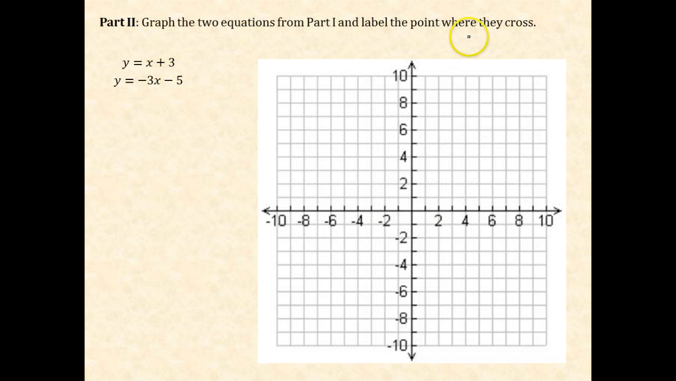Now part 2 is to graph these and label the point where they cross and see if we don't find out something interesting. Well, for the first equation, the y-intercept is 3. So on the y-axis I'm going to put a point at 3. And then my slope is 1, because 1 times x is x. And that's 1 over 1. So that means I'm going to go up 1 and over 1, up 1, over 1, up 1, over 1. And then I can draw my line through those points.